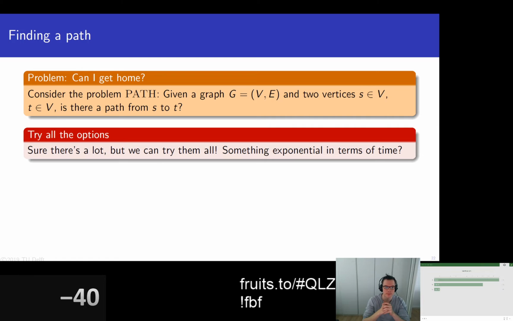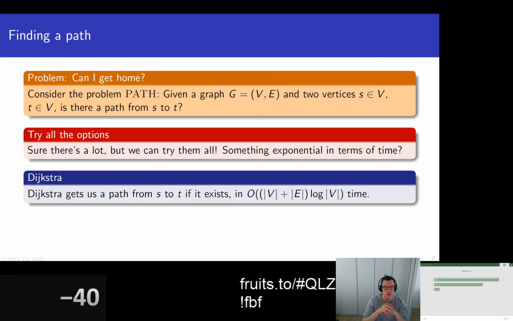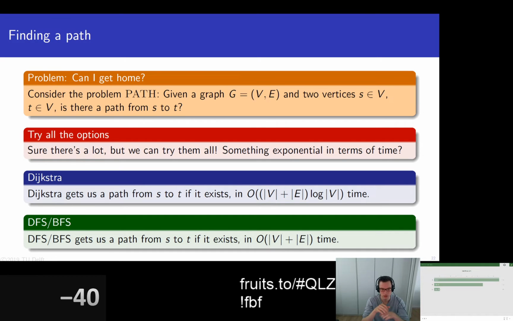Well, as we have seen, there's multiple options. We could try all of them. That's something exponential, or maybe even a factorial of the number of vertices. Pretty bad. We could use Dijkstra. It doesn't just give us the answer to this question, but it would also give us the shortest path from S to T. Or we could use a DFS or BFS, which does exactly this, right? It answers the question, is there a path from S to T? It doesn't give us guarantees on the shortest or anything like that, but it does give us a path. Three algorithms for the same problem, three algorithms with very different complexity.